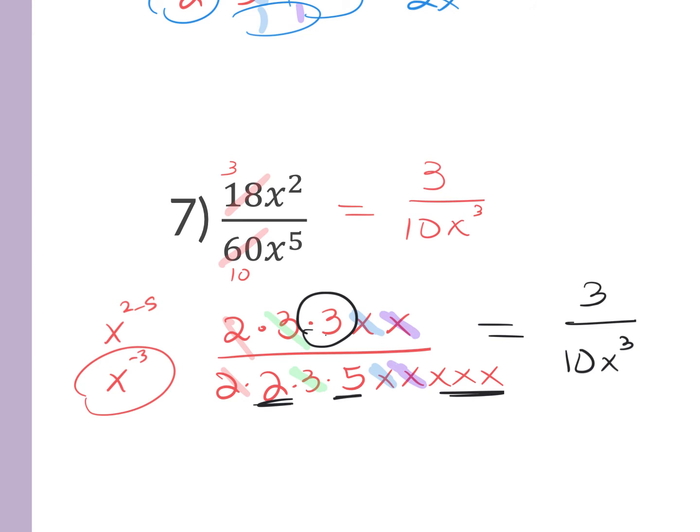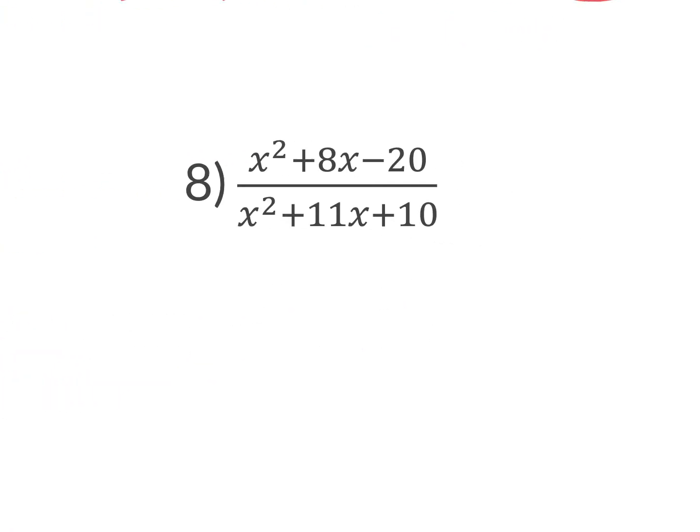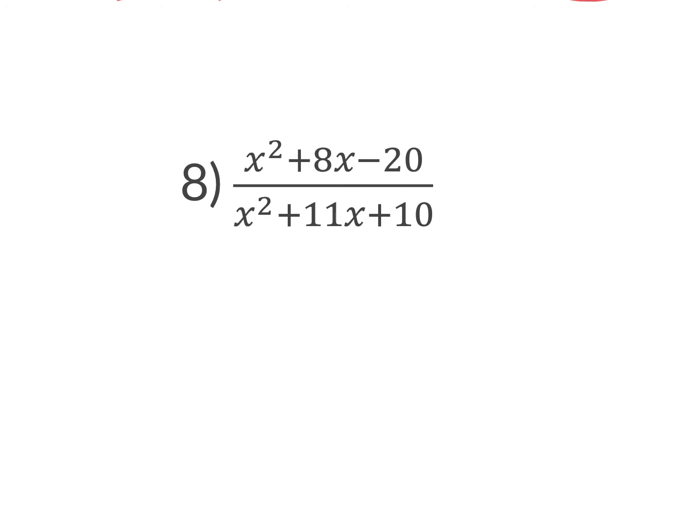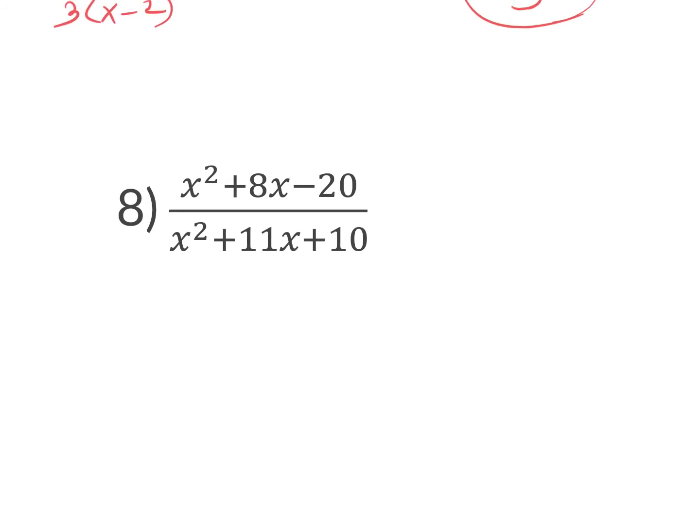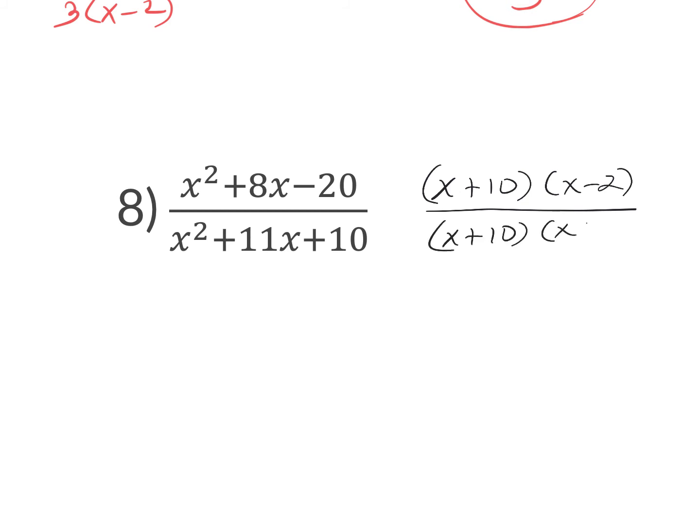Let's try the next one, number 8. This time I need to factor both a numerator and the denominator. So for the numerator, I'm looking at factors of negative 20 that when I combine them will give me a positive 8. And those factors of negative 20 are going to be negative 2 and positive 10. So x plus 10, x minus 2. Doesn't matter the order you write them. Then for the denominator, factors of 10 that when I combine them give me 11, and that is going to be x plus 10 and x plus 1.